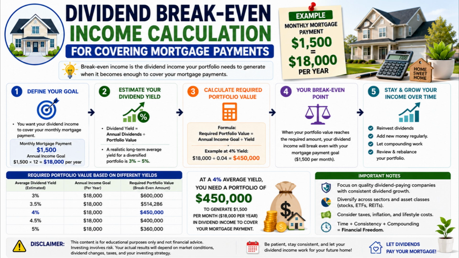However, it is important to avoid chasing extremely high yields, because they may come with higher risk, unstable payouts, or possible dividend cuts. For this reason, it is better to focus on quality dividend-paying companies, ETFs, or REITs with consistent dividend growth. Diversifying across sectors and asset classes can also help reduce risk and make your dividend income more stable over time. In addition, taxes, inflation, market conditions, lifestyle costs, and dividend changes can affect your actual results. So these numbers should be treated as estimates, not guaranteed income.